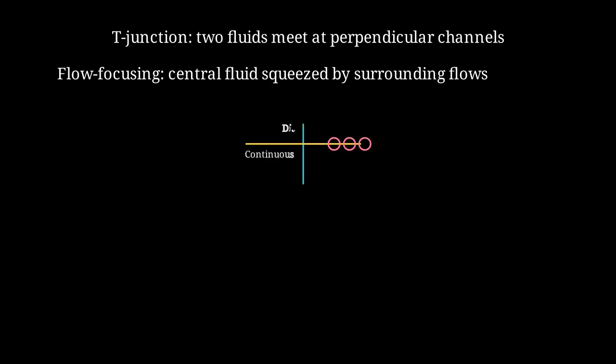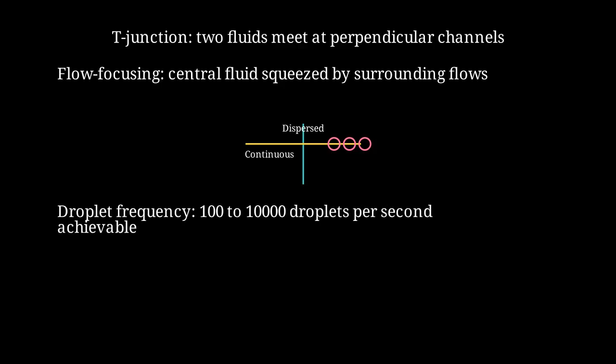The continuous phase flows horizontally, while the dispersed phase flows vertically, meeting at the junction to form droplets. Modern microfluidic systems can generate between 100 and 10,000 droplets per second with high uniformity. Droplet generation frequency equals the flow rate Q divided by individual droplet volume.